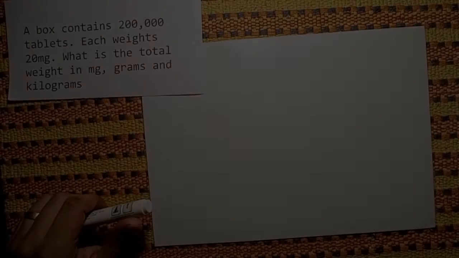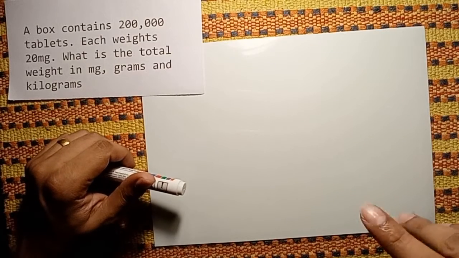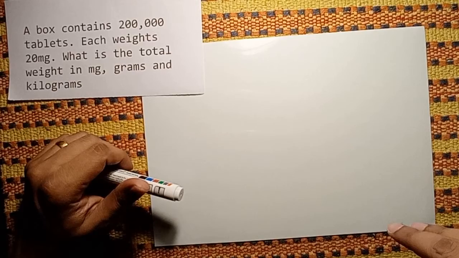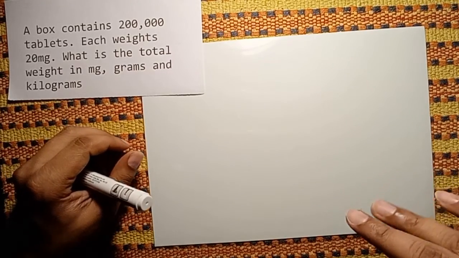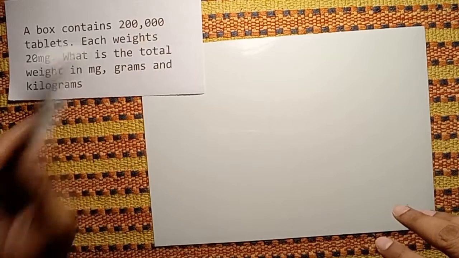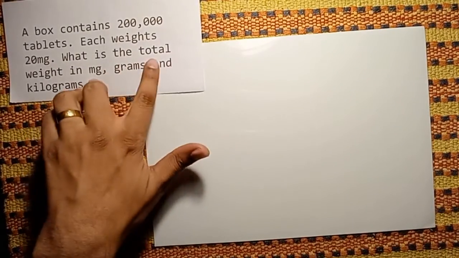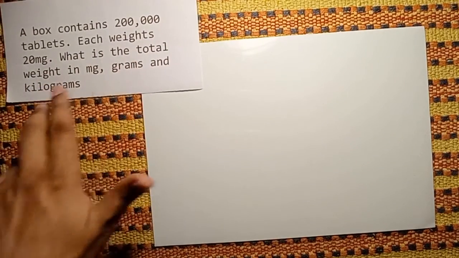Now let's do some word problems related to units of measurement. It could be weight, it could be length, it could be volume. Mostly we will focus on weight and length. So this is the problem. Read it. What do we need to find? We need to find the total weight in milligrams, grams and kilograms.